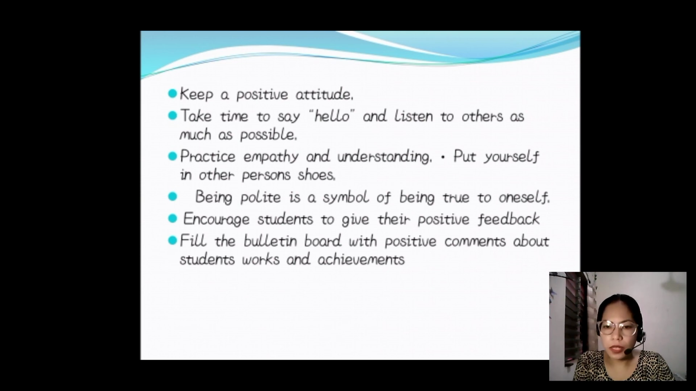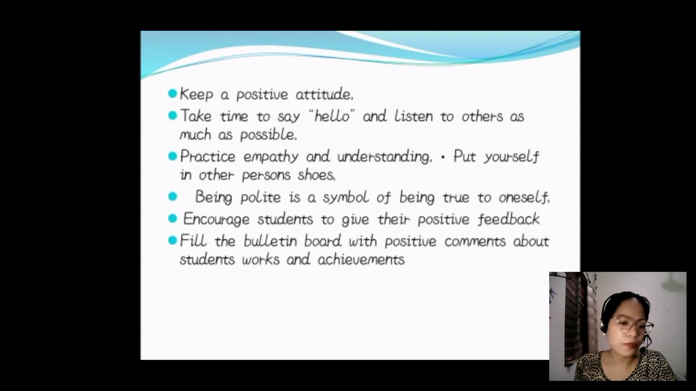It is always such a great feeling to empathize, to understand others so that they will understand you back, putting yourself in their shoes so that you are able to understand the situation they are in. Next is being polite is a symbol of being true to self. Oh yes, being polite costs nothing. It is so easy to be polite. Just so easy to be good.